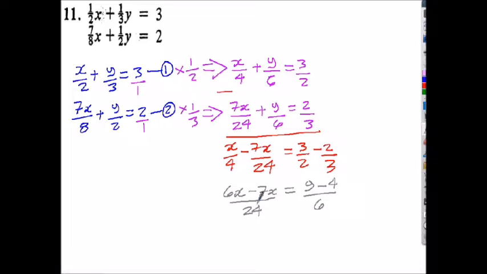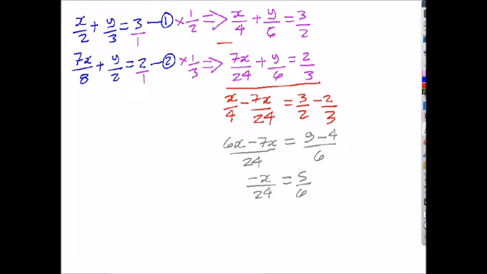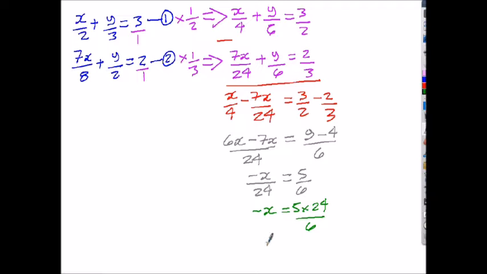Simplifying on the next line, 6x subtract the 7x is negative 1x, so negative x upon the 24, and that's equal to, on the right hand side, my 5 divided by 6. Multiplying both sides by 24, I get negative x is equal to 5 multiplied by 24 divided by 6. So therefore negative x is equal to 20, or x is equal to negative 20.